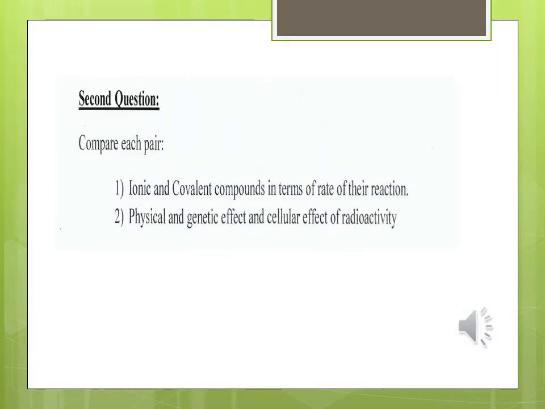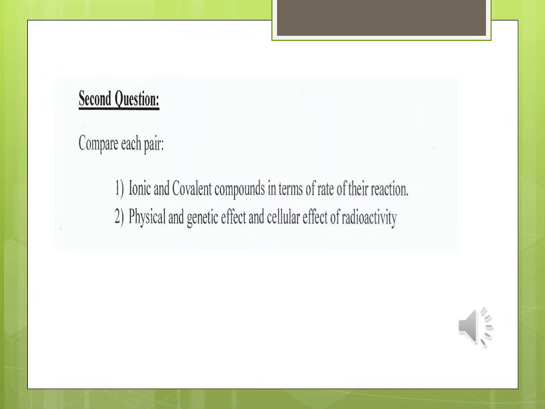Question 2. Compare between ionic and covalent compounds in terms of rate of their reaction. Ionic compounds hasten their reaction because they dissociate into ions and the reaction happens between their ions. While in covalent compounds, the reaction is slow because they don't dissociate into ions and the reaction happens between molecules.